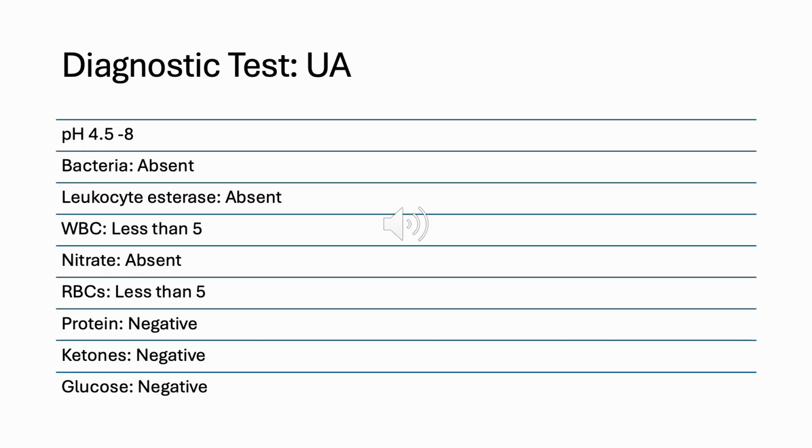When you're getting a UA, it's best if you can do early morning, but it really can be done anytime. Remember, it's a midstream, so they urinate a little bit, then they clean, then they go into the cup, okay? And it needs to be in the refrigerator if it can't be standing for longer than an hour.